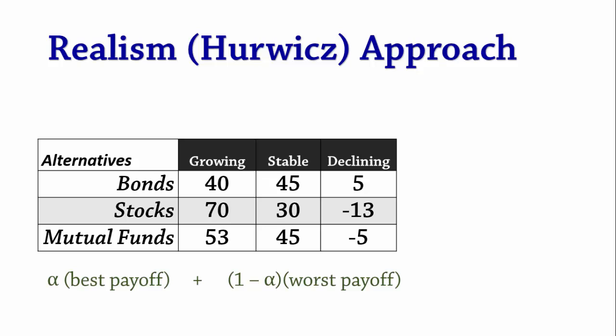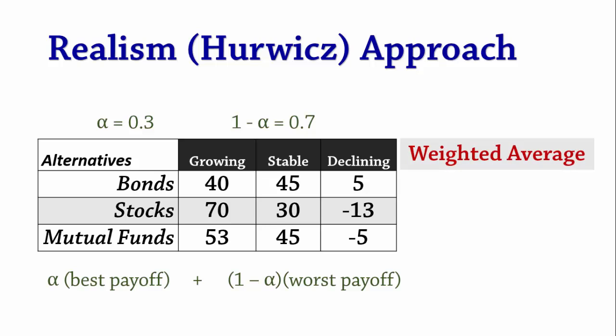In this example, we choose alpha equals 0.3, and thus 1 minus alpha is 0.7. This indicates that the decision maker is leaning towards pessimism. Let us now calculate the weighted average for each decision. For bonds, the best payoff is 45 and the worst is 5. So we calculate 0.3 times 45 plus 0.7 times 5, and the result is 17.